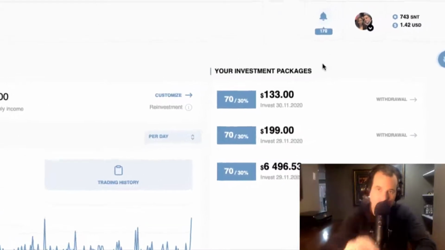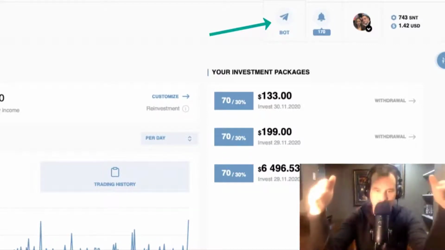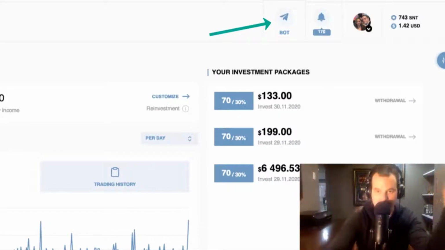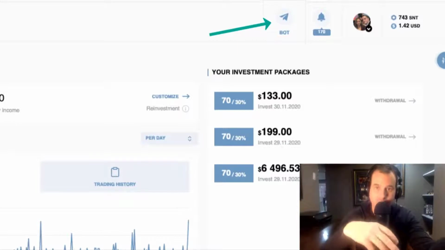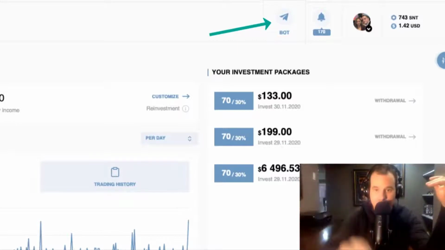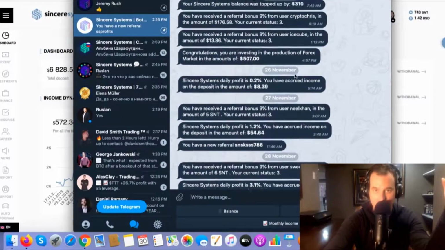But the first thing we've got to do is set up your Telegram bot. So you're going to come up here and click the Telegram logo up here. It's going to open up Telegram for you. To make it easier for yourself, log into Telegram first and then click the bot button. Telegram will ask you, do you want to join the bot? And yeah, you want to join the bot. Here's the bot, guys. I kind of already talked a little bit about it in the first video above there.